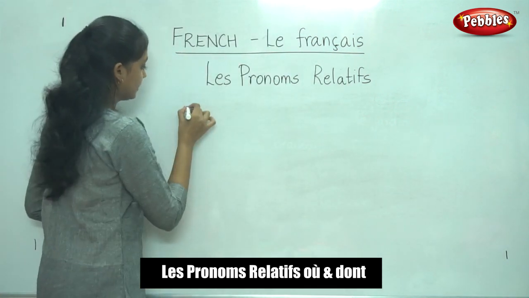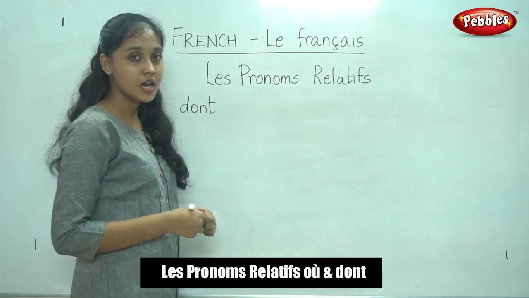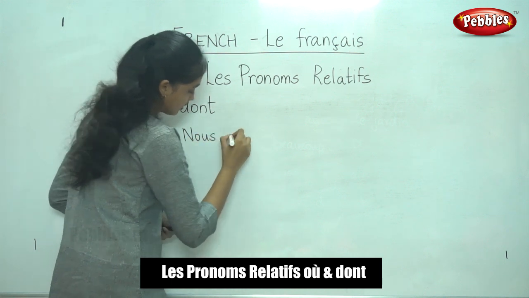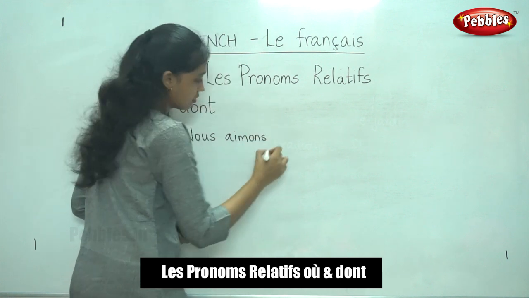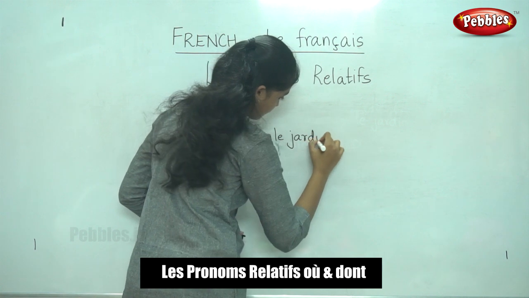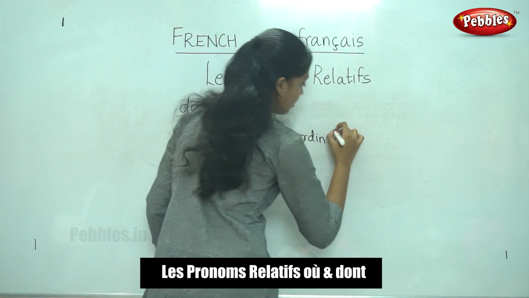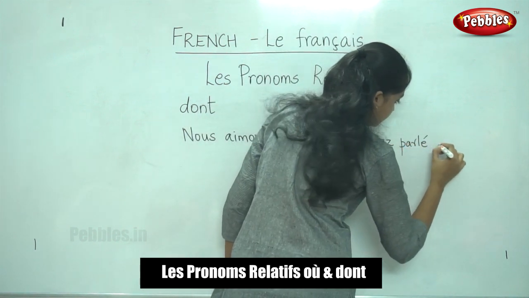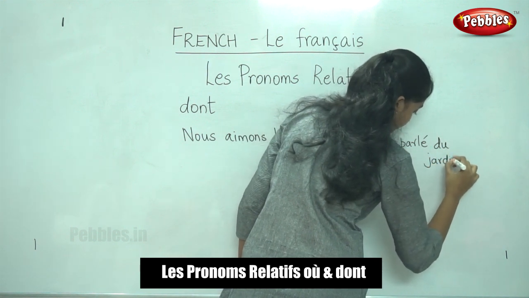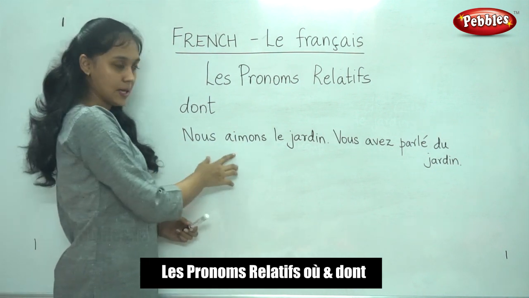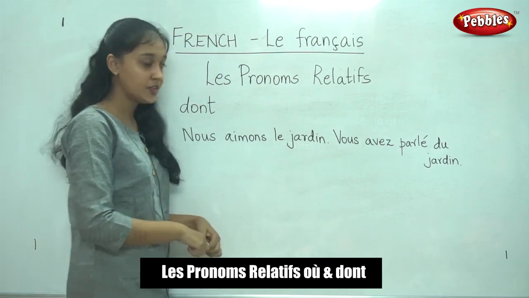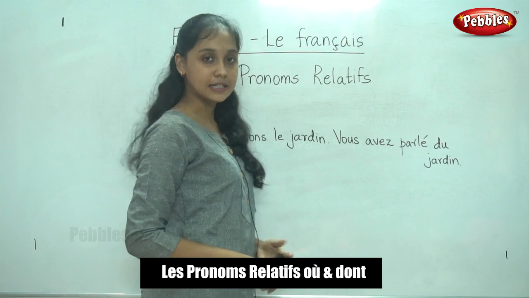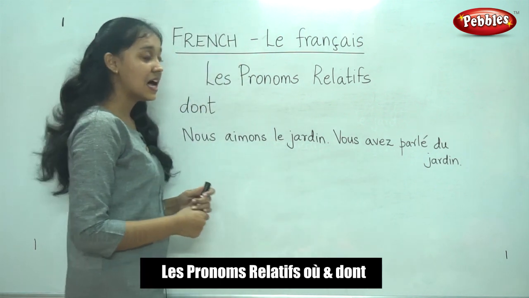The next pronoun we are going to learn is dont. I will now give you a sentence where we use dont, similar to the previous sentence. Nous aimons le jardin. Vous avez parlé du jardin. So this is the sentence. Nous aimons le jardin. We love the garden. Vous avez parlé. Do you notice this? This is the passé composé. Yes. You have spoken about the garden. Now, when you join these two sentences, how will you say?